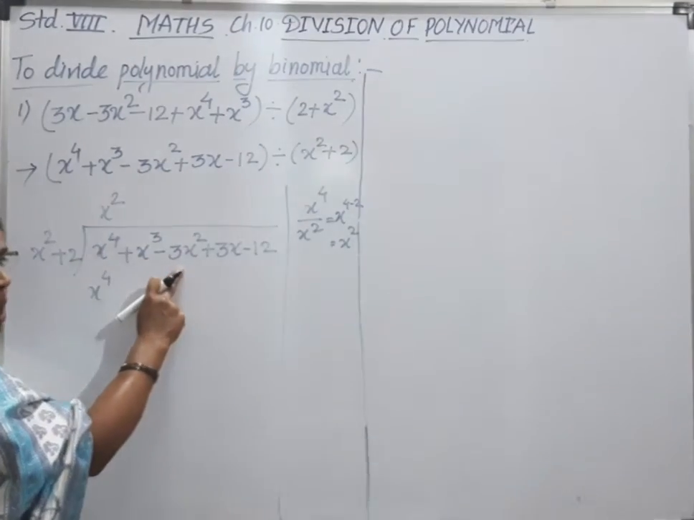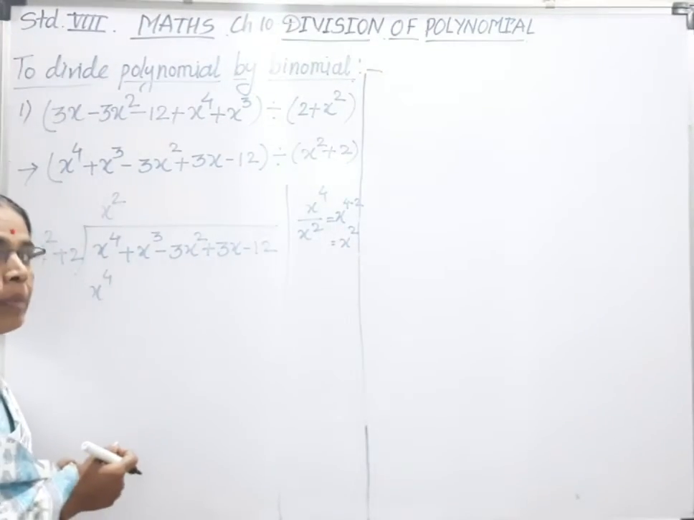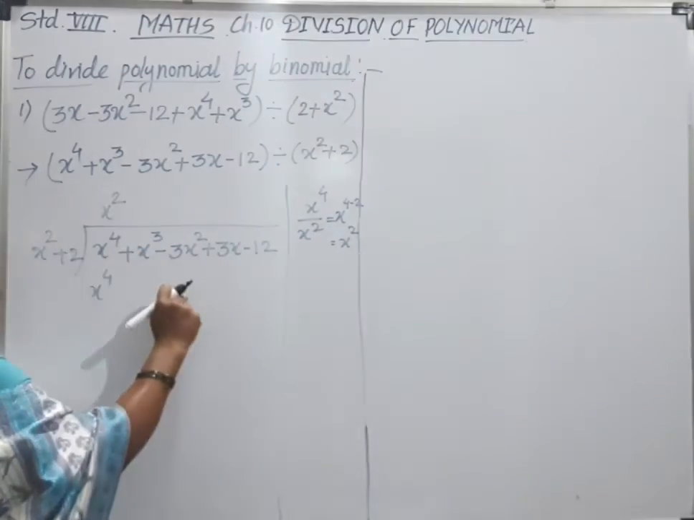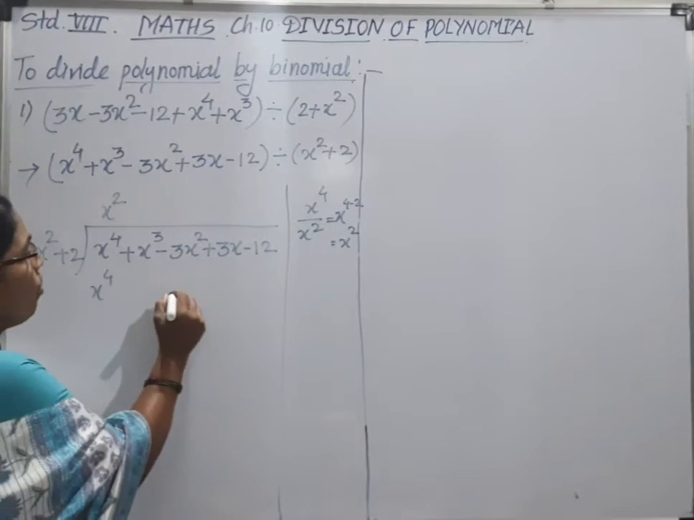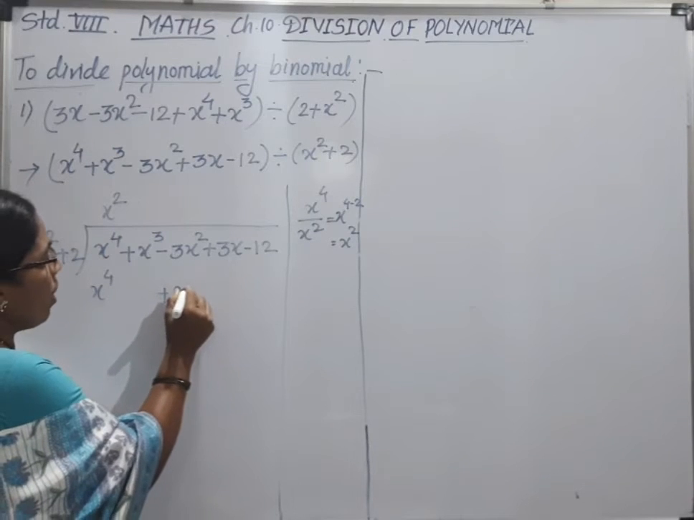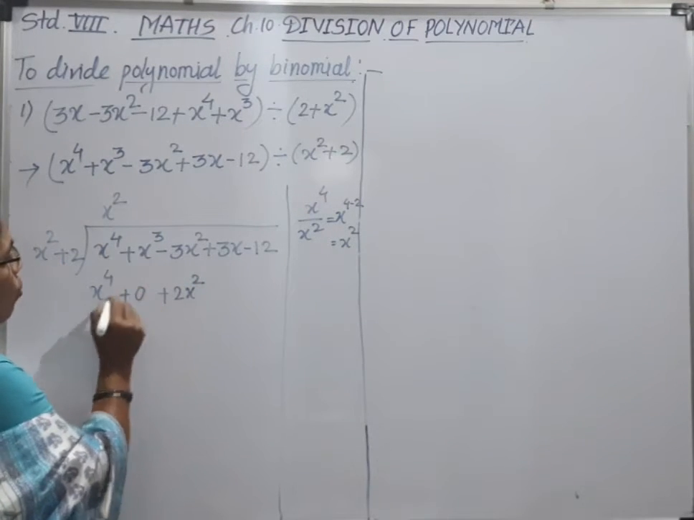So x square and x square, which are the like terms? Like terms means variables are same with the same index. So we can write in this column only. So x square and here 2x square, that is plus 2x square. Here is nothing, so we have to write 0 only.